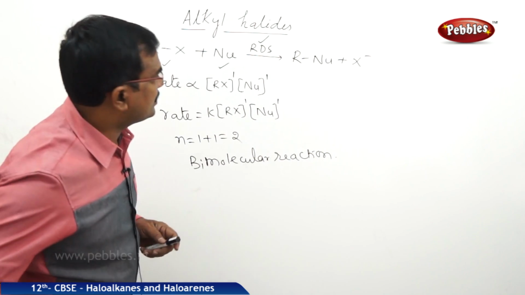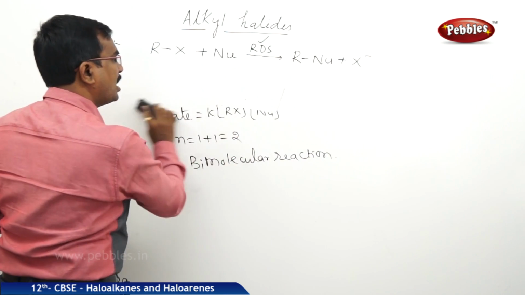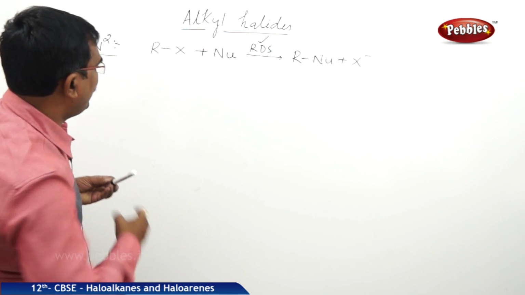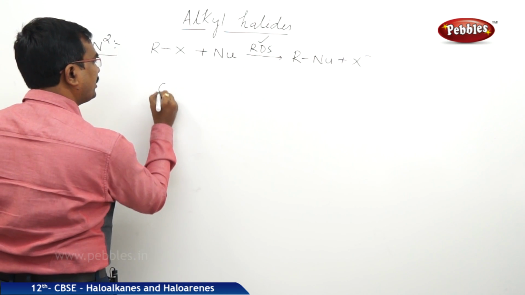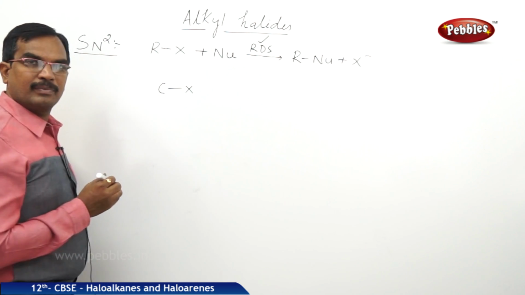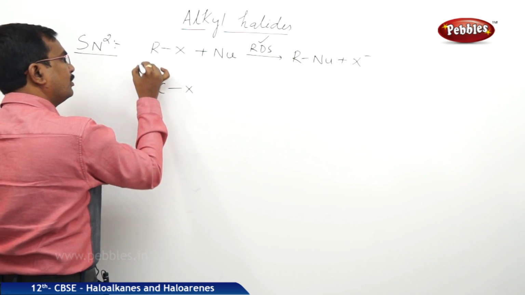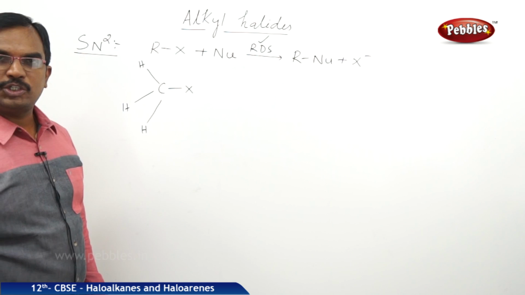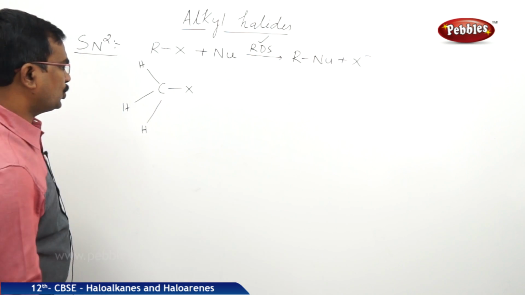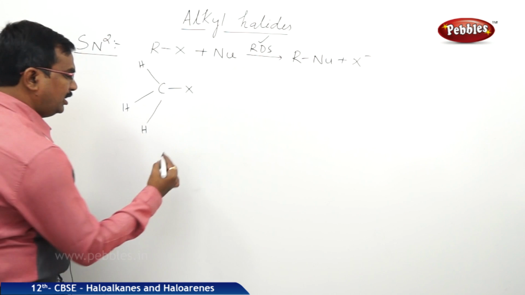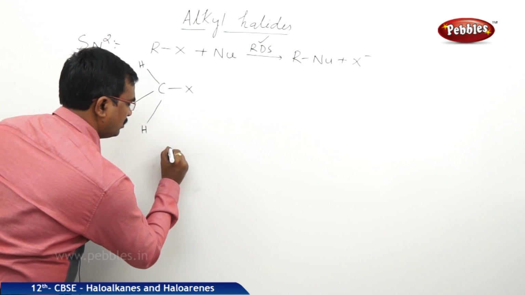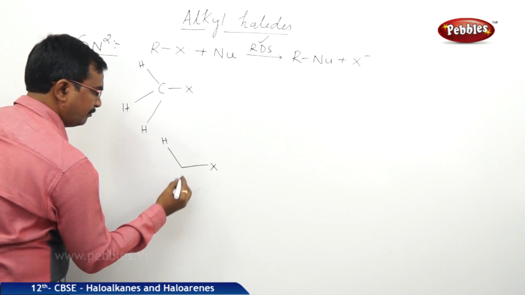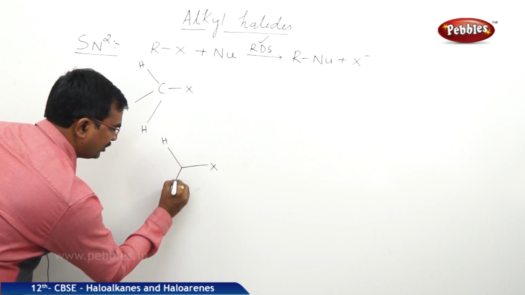Let us take in detail an example with which the SN2 reaction can be carried out. For convenience, take the methyl halide. So there are 3 hydrogens bonded to the carbon atom, or we can also show the same thing 3-dimensionally. This is the halogen atom, this is the hydrogen atom, and this is another hydrogen atom.